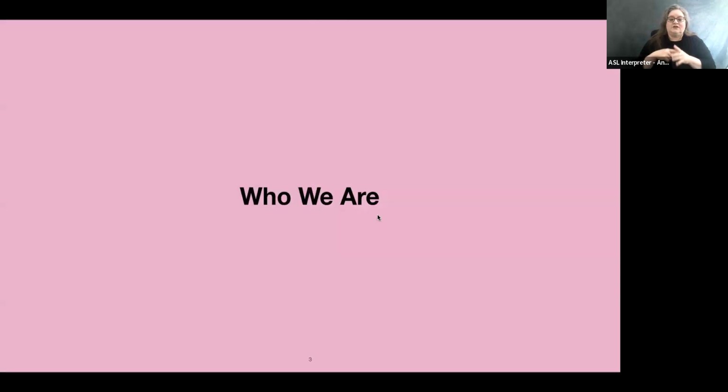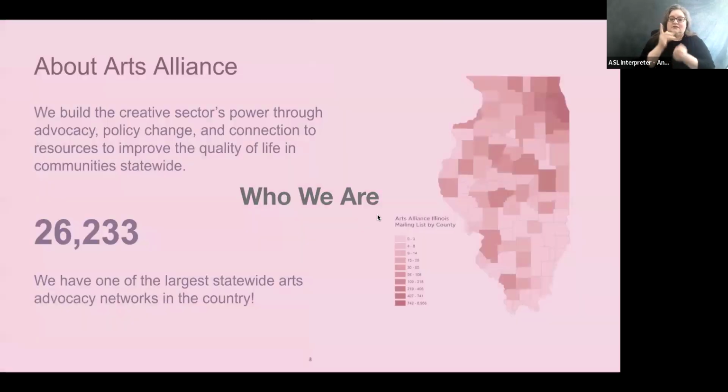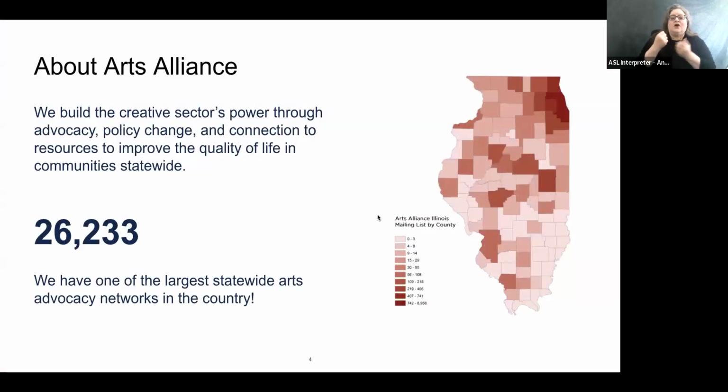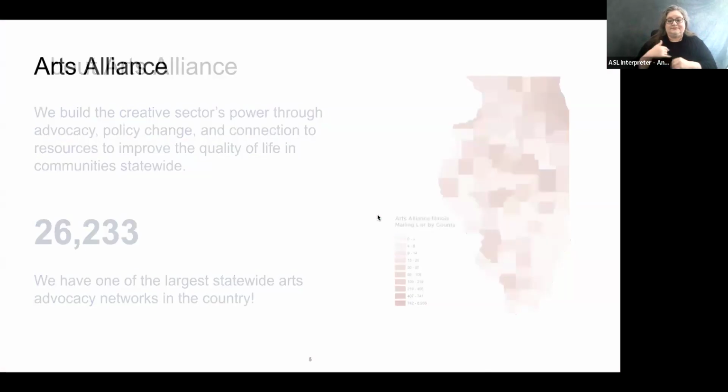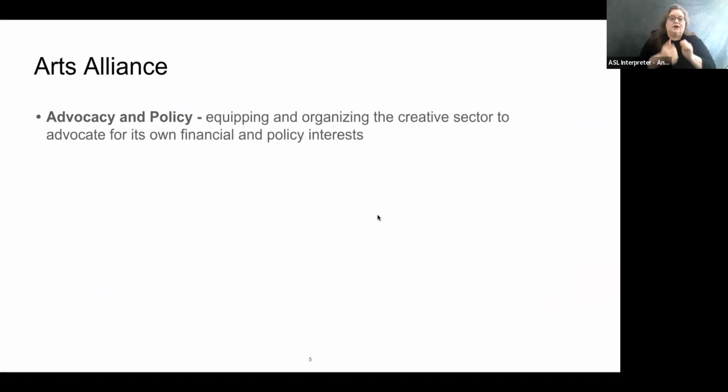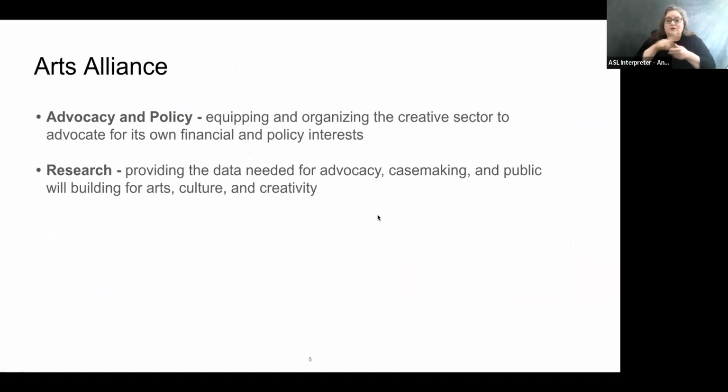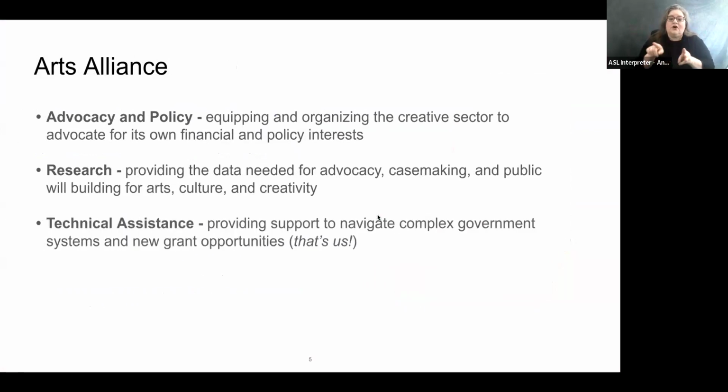And to kick us off, just a little bit about Arts Alliance Illinois. So we are a statewide arts advocacy organization. We work to build the creative sector's power through advocacy, policy change, and connection to much needed resources to help improve quality of life for communities and disciplines in art across the state of Illinois. We do a lot of different kinds of work, which includes direct advocacy and policy work. We conduct research about the creative sector, and we also provide direct technical assistance, which is who we are today at the help desk, including providing support for navigating public funding and public grants for the arts and culture sector.